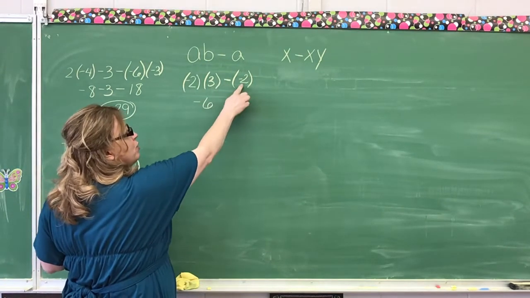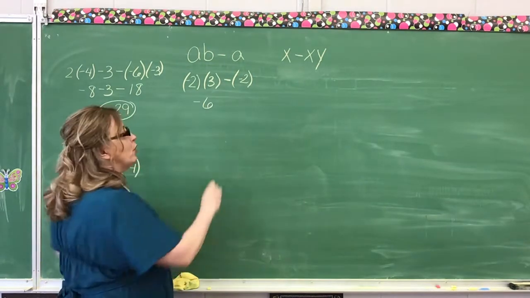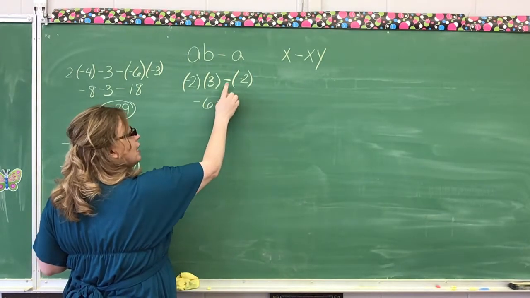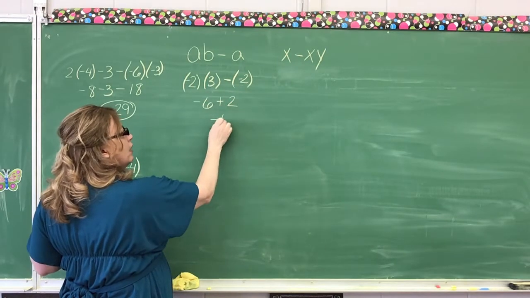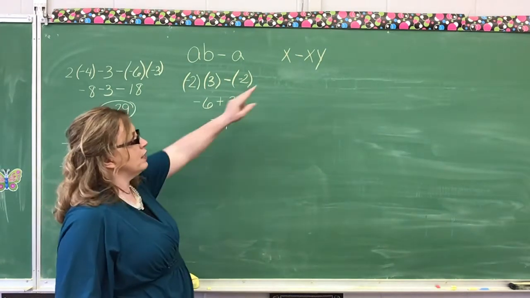Now I cannot do this, can I? So what am I going to do? I'm going to change this to an addition sign, which means I have to change this sign to a 2 and get my 4.